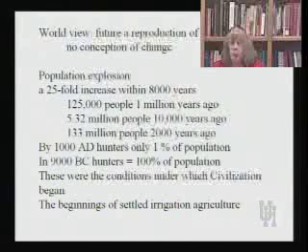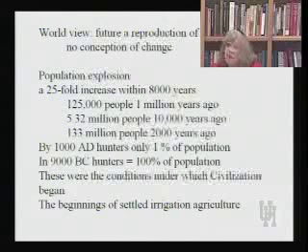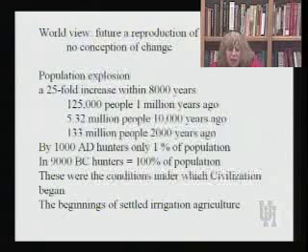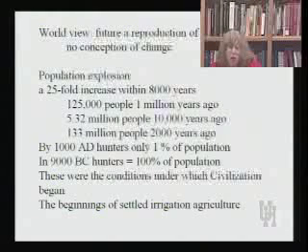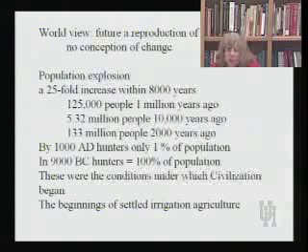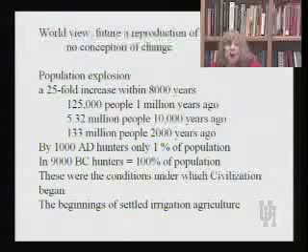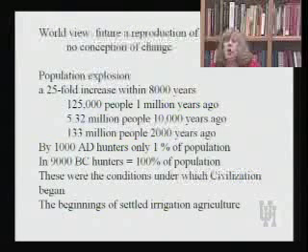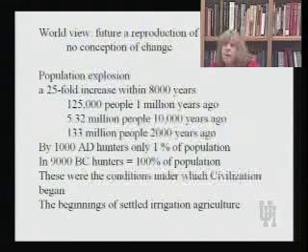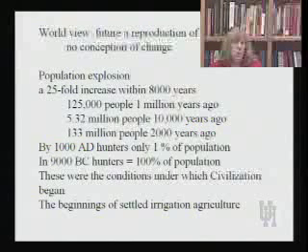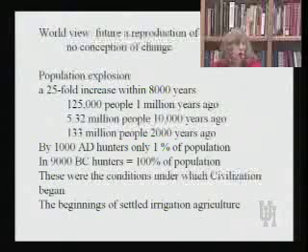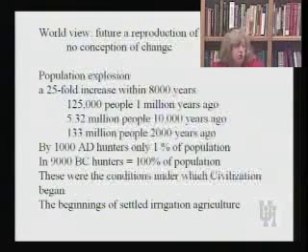1,000,000 years ago, there were 125,000 people in the whole world. 10,000 years ago, there were 5.32 million Homo sapiens hunters. But 2,000 years ago, at the end of the agricultural revolution, there were 133 million people in the world. So the agricultural revolution generated a huge population explosion.